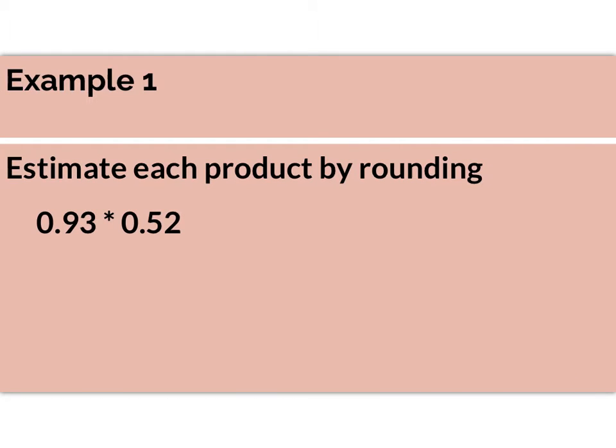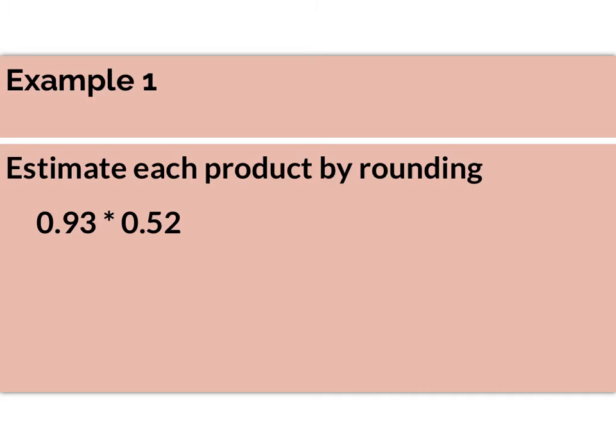So here we go. Estimate each product by rounding. Again, nobody tells you which place value to round to. So what you want to do is look at your smallest place value, which is hundredths, and we're going to round to tenths. In this case, it would be the highest place value. So we're going to do 0.9 times 0.5.